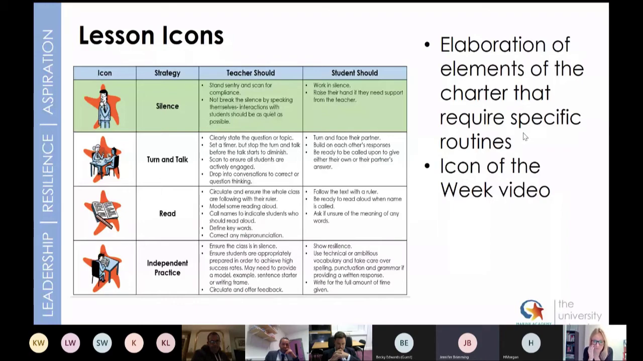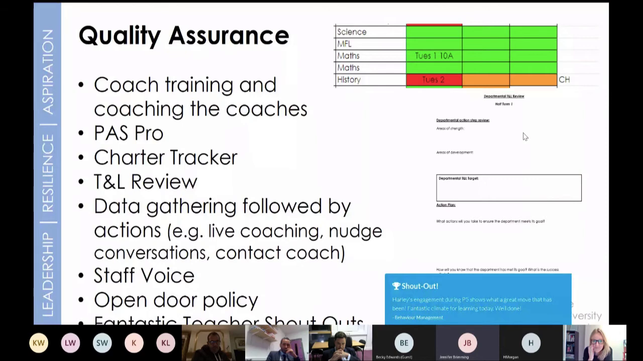We have an icon of the week where we share it with students, explain to them what they should be doing when they see the icon, and then we share examples of excellence with the students in an assembly. And then just very briefly, because there's obviously huge amounts of ways that we quality assure to make sure this is all actually working, but just a kind of overview.